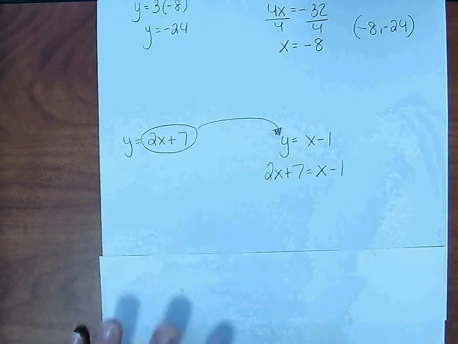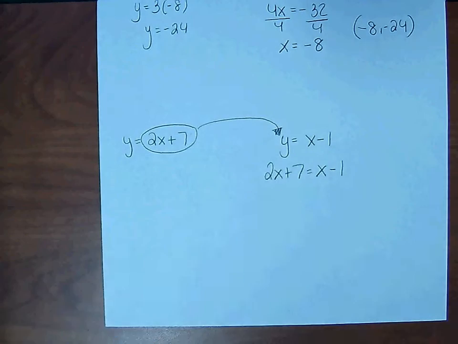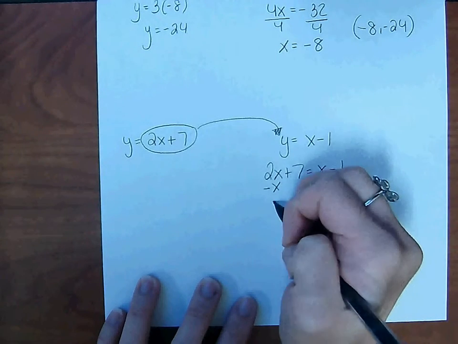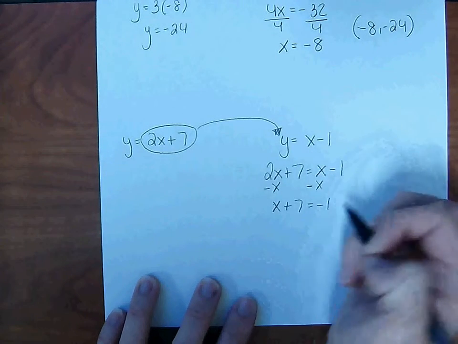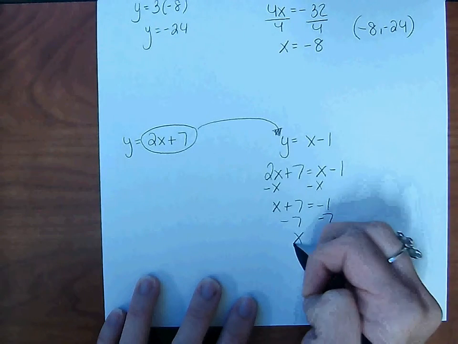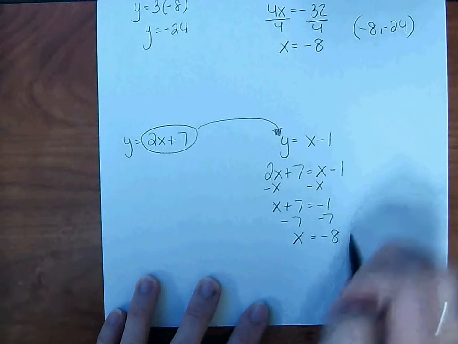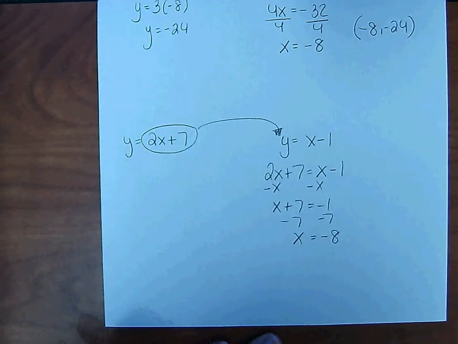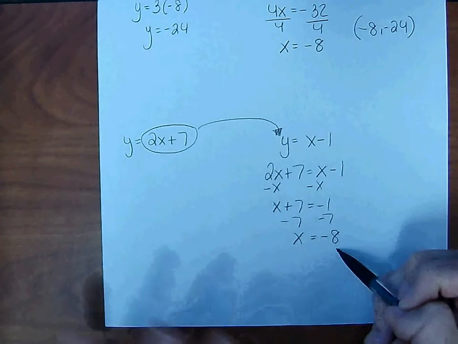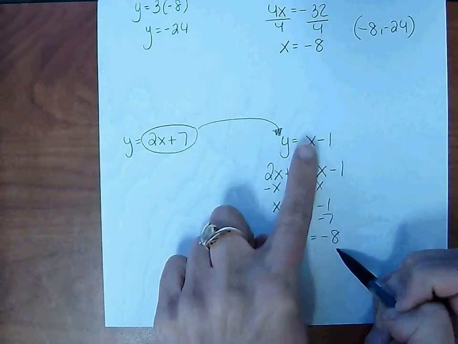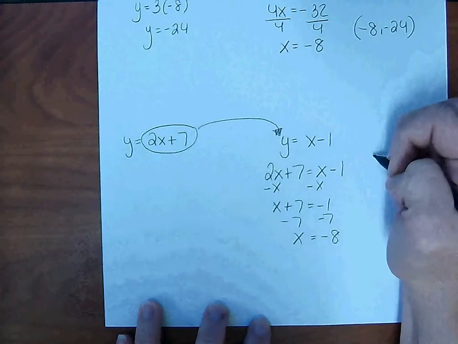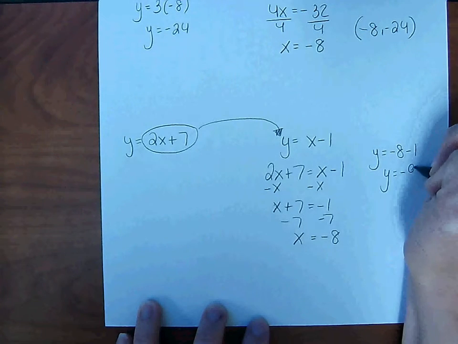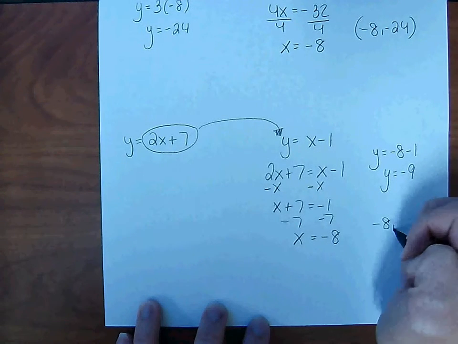So now I have variables on both sides. Move the variable that's smaller. So subtract x on both sides. X plus 7 equals negative 1. Subtract 7 on both sides. X equals negative 8. So again, I need the x and the y coordinates. So plug in negative 8 to either one of these equations. This time I think the second equation is a little easier to use. So y equals negative 8 minus 1. Y is negative 9. So your solution is negative 8, negative 9.